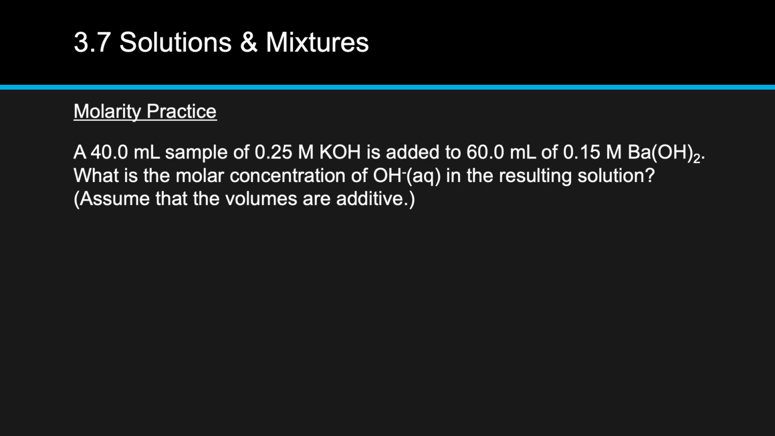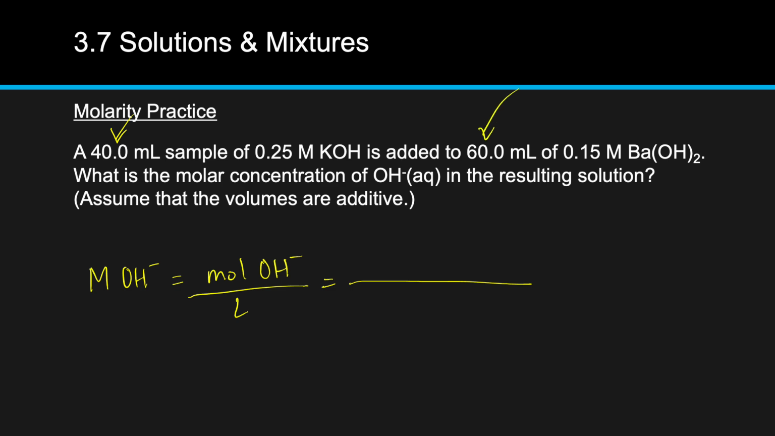And then our last example for today, a 40 milliliter sample of 0.25 molar potassium hydroxide is added to 60 milliliters of 0.15 molar barium hydroxide. What is the molar concentration of hydroxide ions in the resulting solution? So in order for us to get the concentration of OH- ions, I need moles of OH- ions over the entire volume. So we already know the entire volume because we have 40 milliliters and 60 milliliters, so that'd be 100 milliliters total, and 100 milliliters is equal to 0.1 liters.